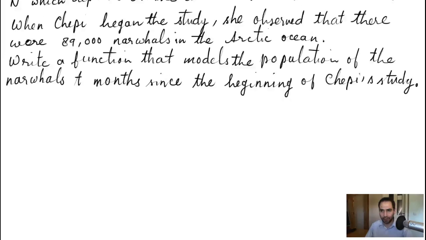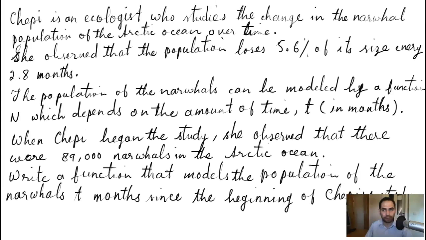In this video we are doing another example. It says Cheppy is an ecologist who studies the change in the narwhal population of the Arctic Sea over time. She observed that the population loses 5.6% of its size every 2.8 months.